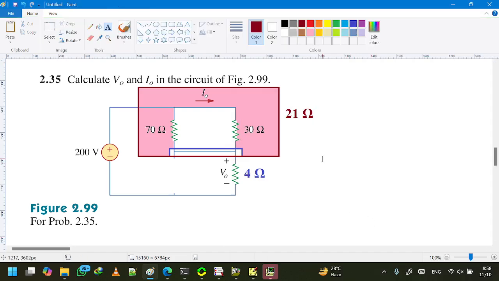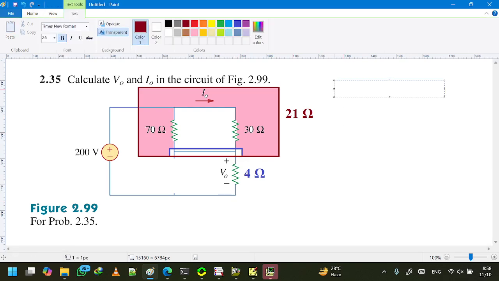Now it's quite clear to see that the 200 volt is being divided into this 21 ohm resistor and this 4 ohm resistor. So right now we can play two different games. For example, if we want to play VDR, by applying the voltage divider rule, we can calculate V0 directly.